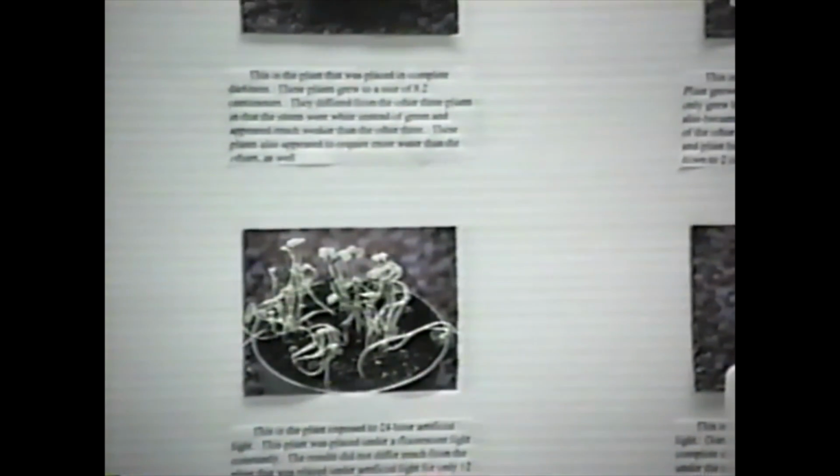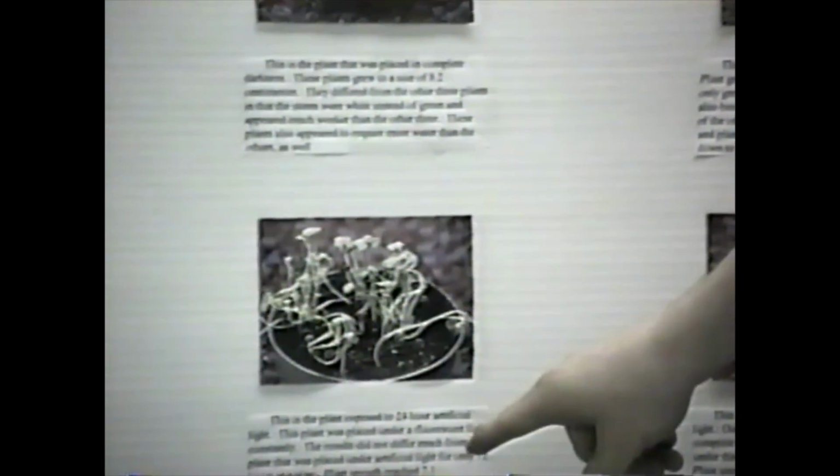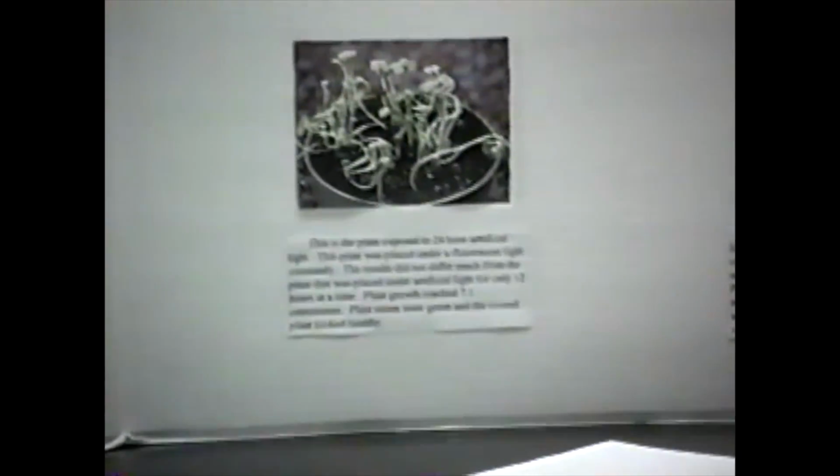This is the plant that was exposed to the 24-hour artificial light, and it was placed under fluorescent light. Like I said, the results didn't differ much from the plant that was placed under artificial light for only 12 hours at a time. The plant growth here reached about 7.1 centimeters. The plant stems were green, and the overall plant looked pretty healthy considering it was under artificial light all the time.